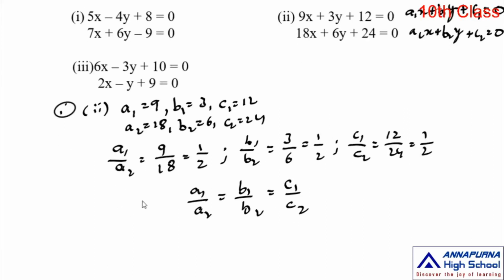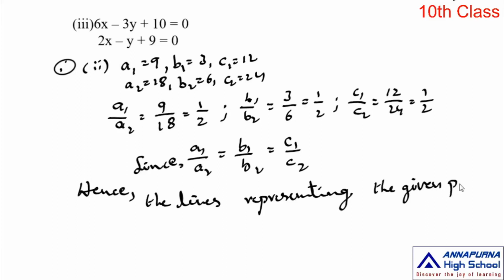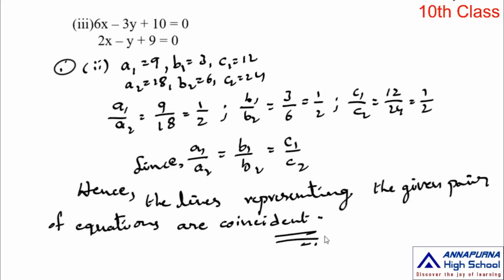Okay, so since A1 by A2 is equal to B1 by B2 is equal to C1 by C2, hence the lines representing the given pair of equations are coincident, and there are infinitely many solutions for the given pair of linear equations. Why? Because its graphical representation is coincident lines.